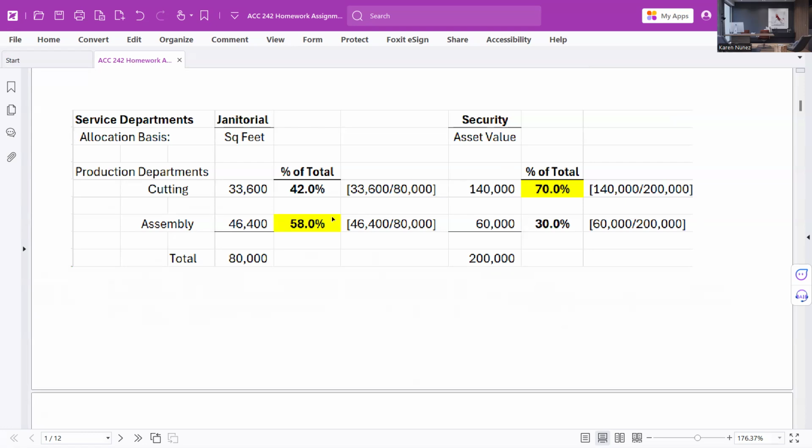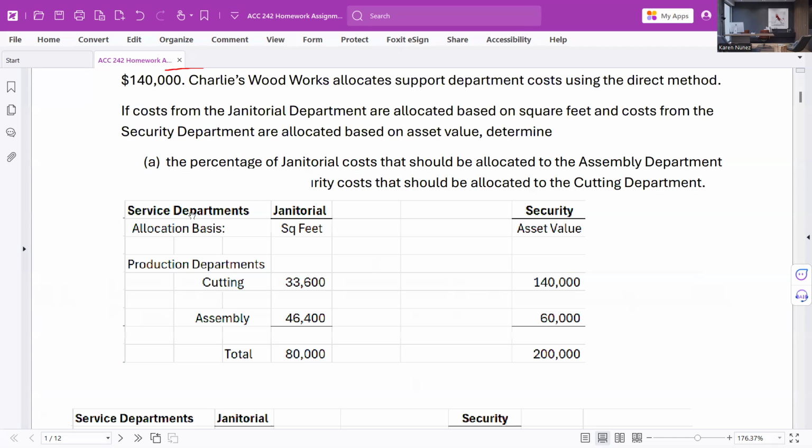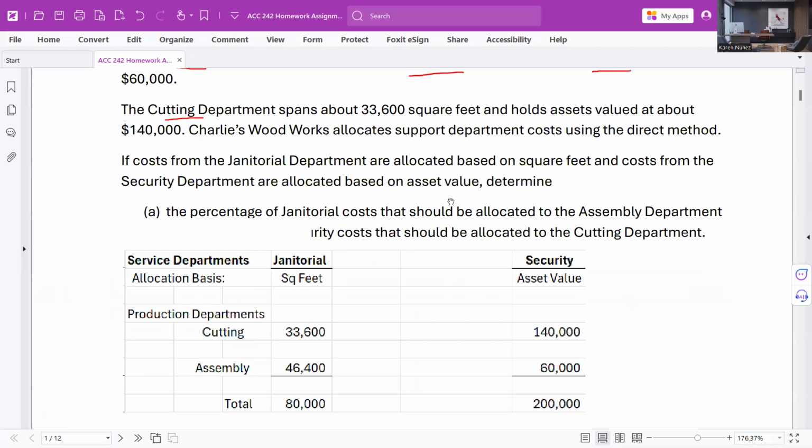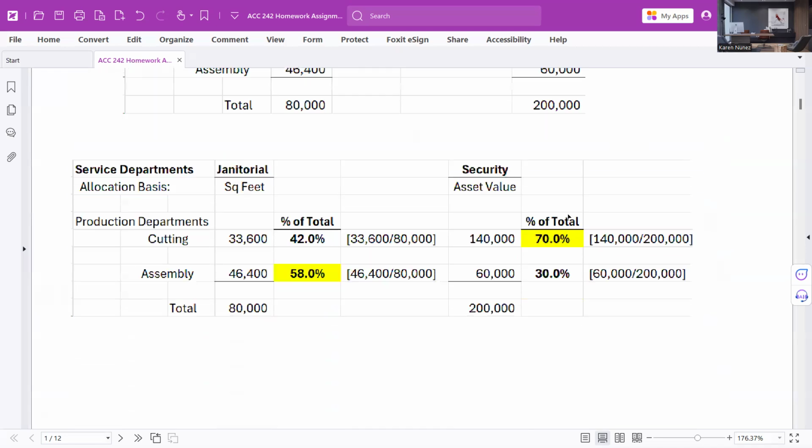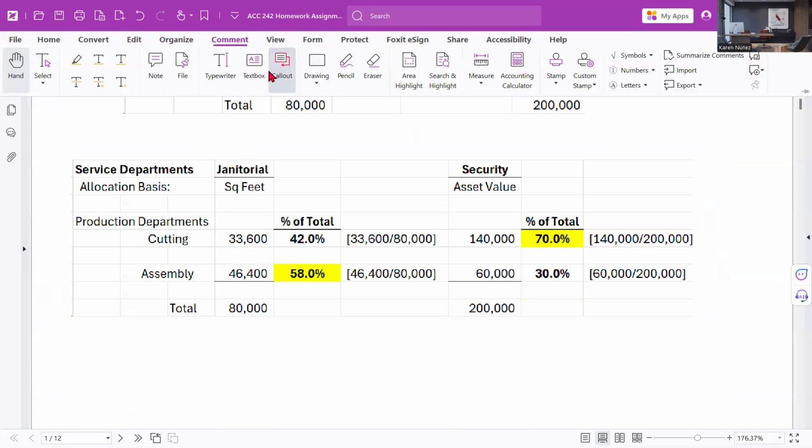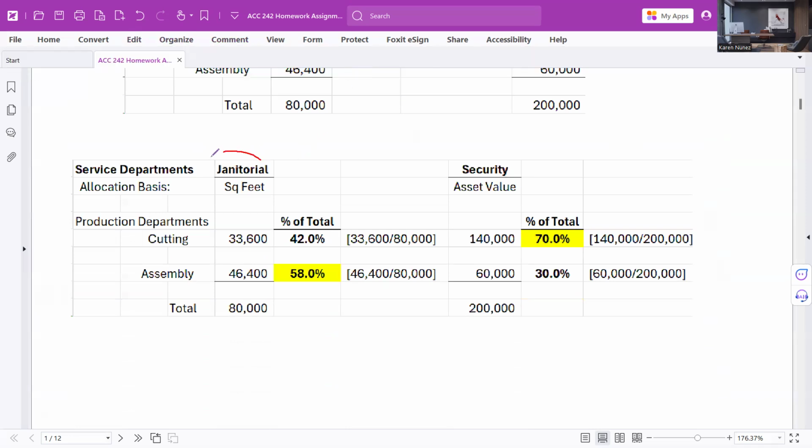And the reason why I have these numbers highlighted, right, the 70% and the 58%, because technically that's what they're asking us. So for A, an example, the percentage of janitorial costs that should be allocated to assembly. So that is the percentage of janitorial costs, right? If we highlight that, the percentage of janitorial costs that would be allocated to assembly is 58%. So that's part A, right? And the percentage of security costs, that's B, that would be allocated to cutting is the 70%, right?